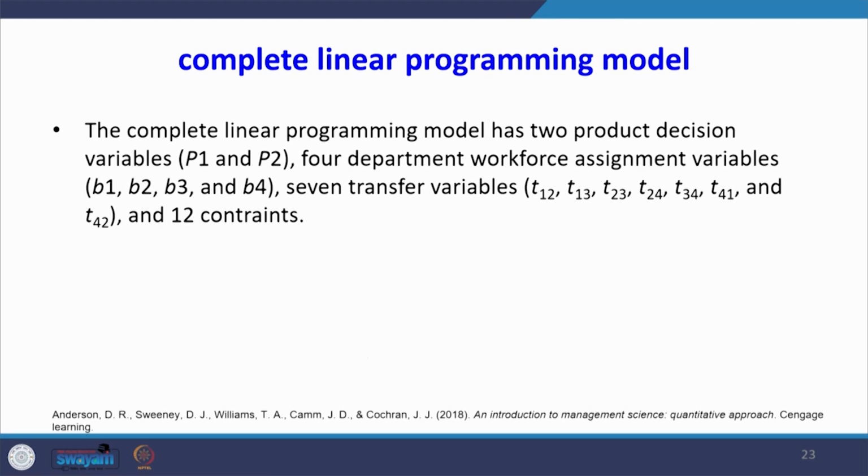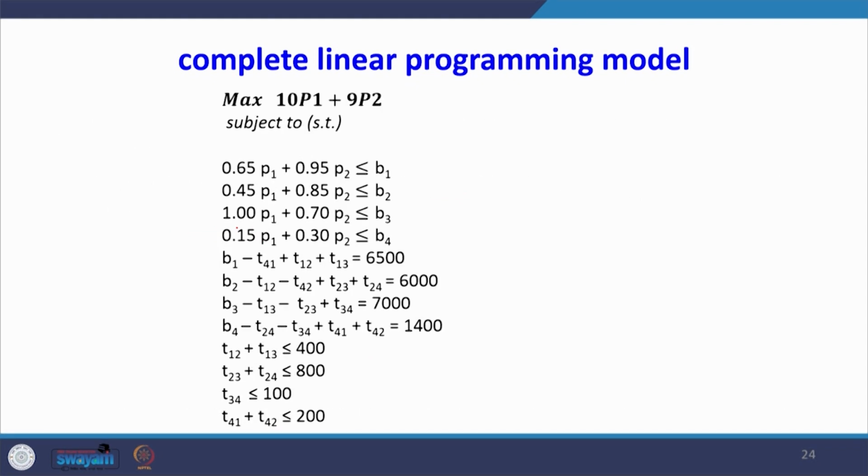So, now I am going to write the complete linear programming problem considering all decision variables. The complete linear programming model has 2 product decision variables P1, P2, 4 department workforce assignment variables, that is B1, B2, B3, B4 and 7 transfer variables. What are they? T12, T13, T23, T24, T34, T41 and T42, and there are 12 constraints. So, the complete problem is like this.